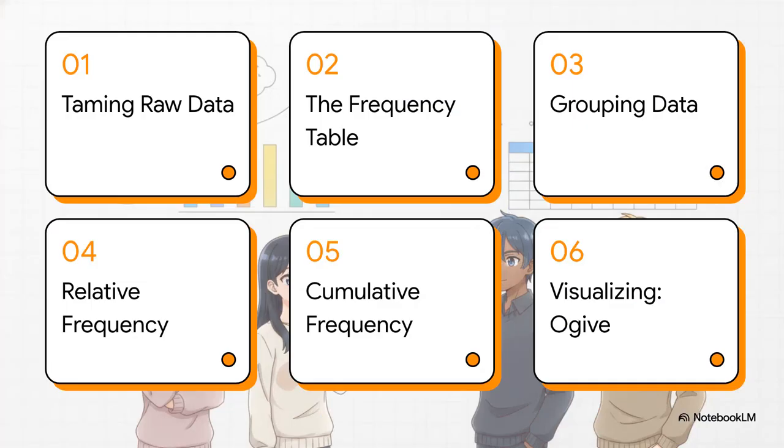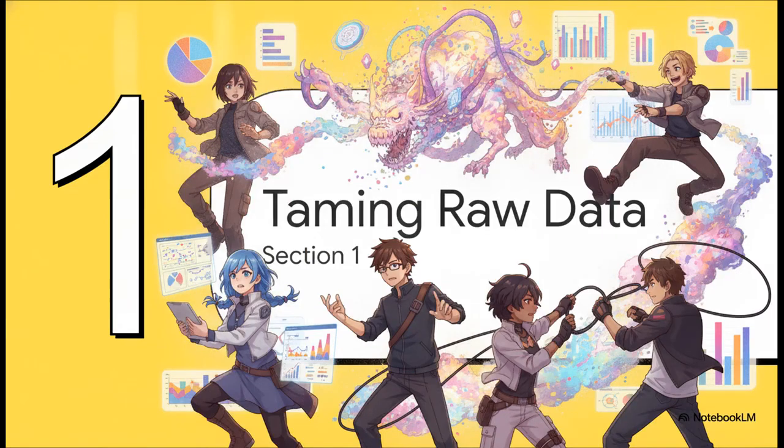Well, here is our scientific syllabus for today. 1, taming raw data. 2, the frequency distribution table. 3, grouping data for clarity. 4, relative frequency and percentages. 5, the cumulative snowball effect. And 6, visualizing with the ogive. All right, let's jump right into section 1, taming raw data.